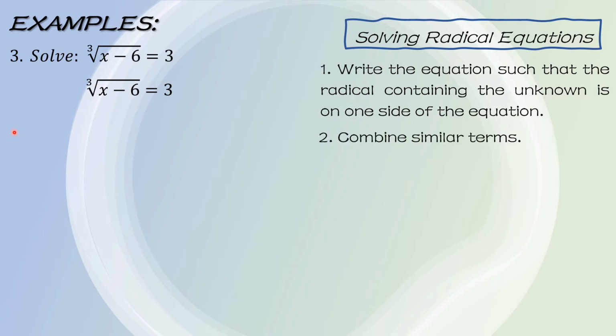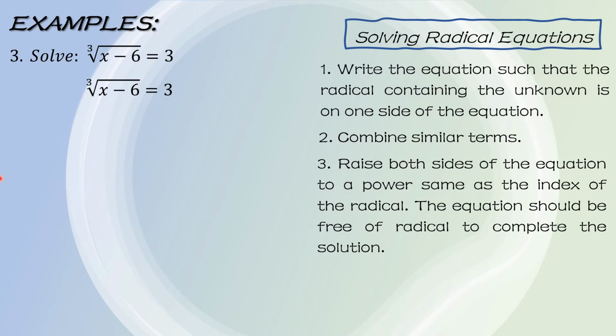Second step is to combine similar terms. So, wala tayong i-combine. Since ang negative 6 ay kasama ng x or kabilang siya sa radicand, hindi natin siya pwedeng i-combine sa constant na 3. Number 3, raise both sides of the equation to a power same as the index of the radical. The equation should be free of radical to complete the solution.